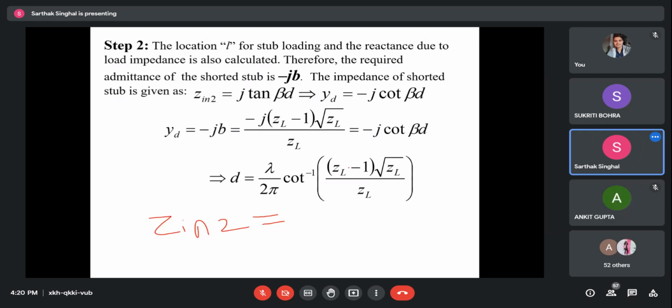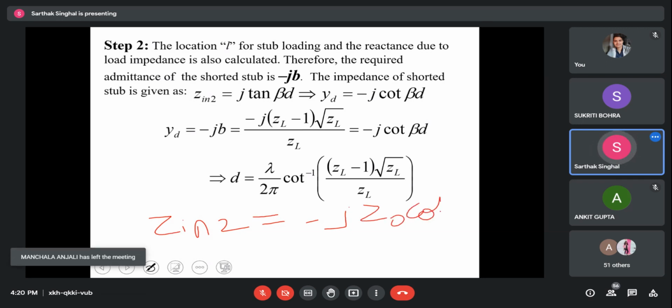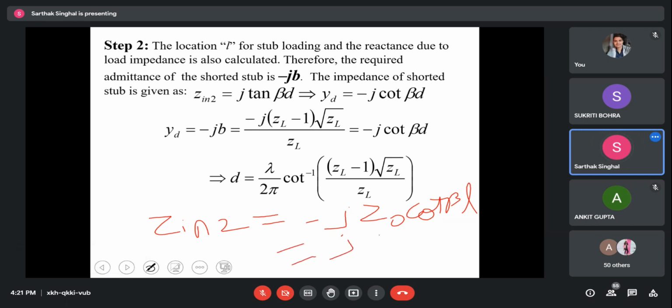See, for an open circuit, it is minus j Z naught cot beta L. Okay, this is your total impedance for an open circuited stub. So if you take its reciprocal, what will it give? It will give you j tan beta L, right?